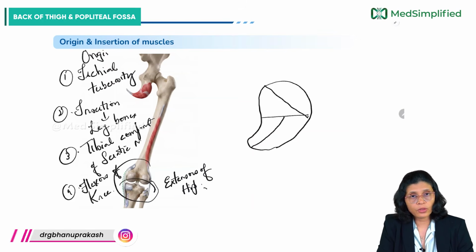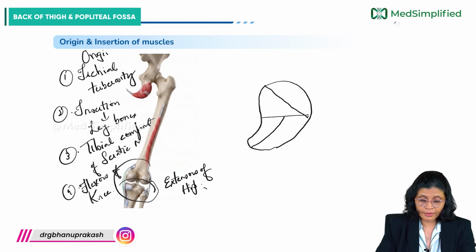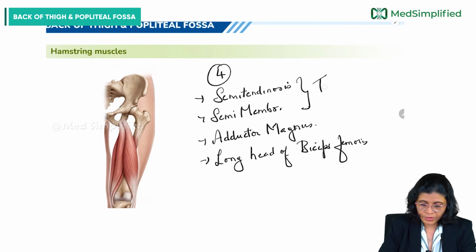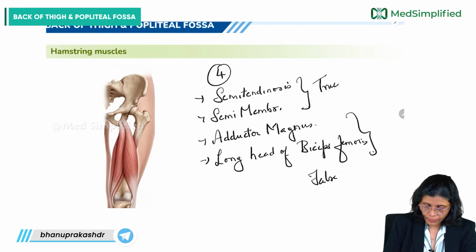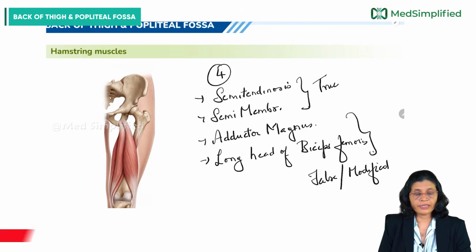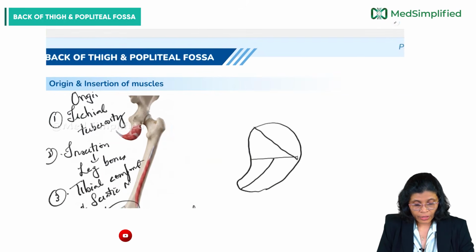So when it follows all the four rules, we call them true hamstrings. The semimembranosus and semitendinosus we call true hamstrings, whereas adductor magnus and the long head of biceps femoris we call false or modified hamstrings. So now we will see why.